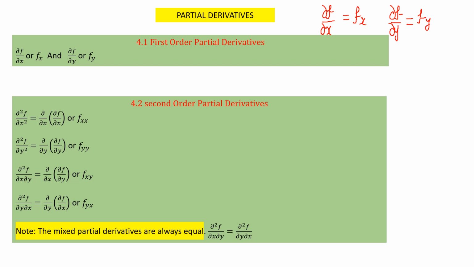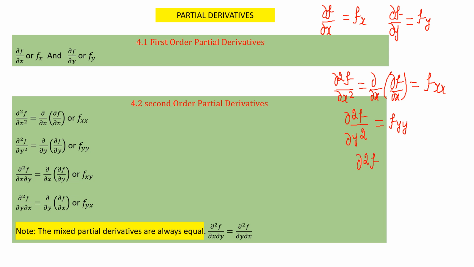Similarly, the second order partial derivatives go like this. If I say dou squared f by dou x squared, the meaning is this is equal to dou by dou x of dou f by dou x. That means we have to differentiate the function f partially with respect to the variable x two times. I can also denote this as f sub xx. Similarly, the two-time partial derivative with respect to the variable y is denoted by dou squared f by dou y squared, or I can write f yy.